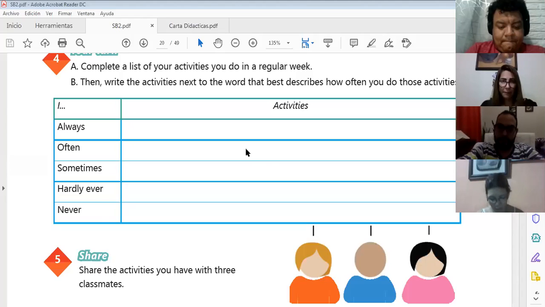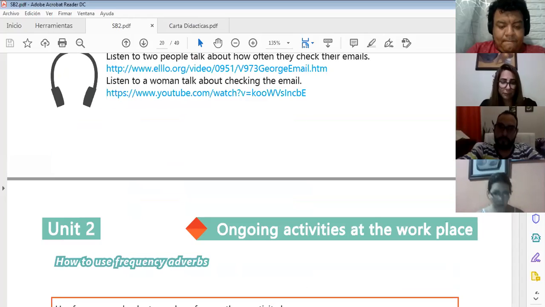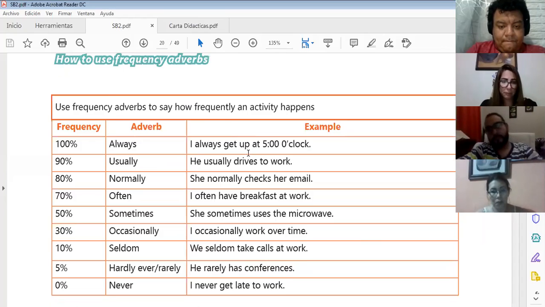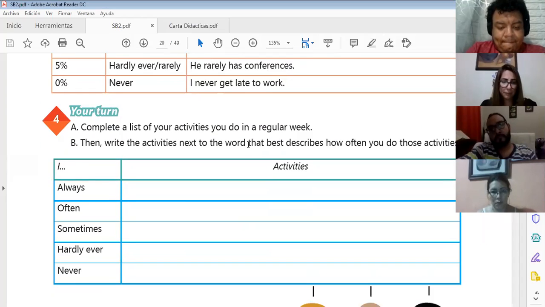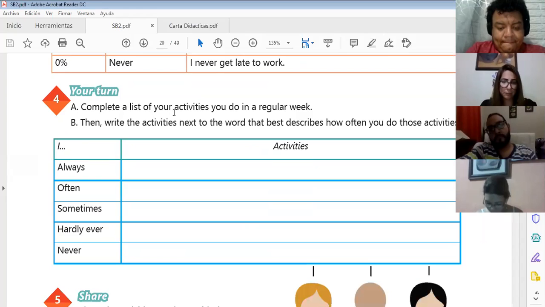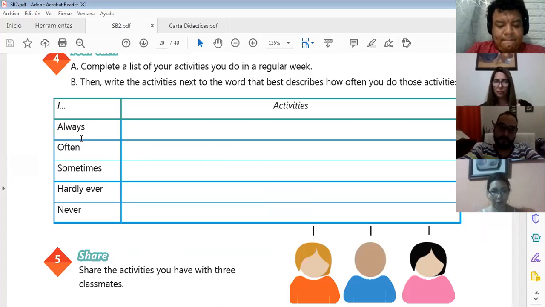Okay, on page 20. Now we are going to work on this. Complete a list of your activities you do in a regular week. Then write the activities next to the word that best describes how often you do this activity. For example, what is an activity that you always do? What is an activity that you often do? What is an activity that you sometimes do? Hardly ever and never. Okay.